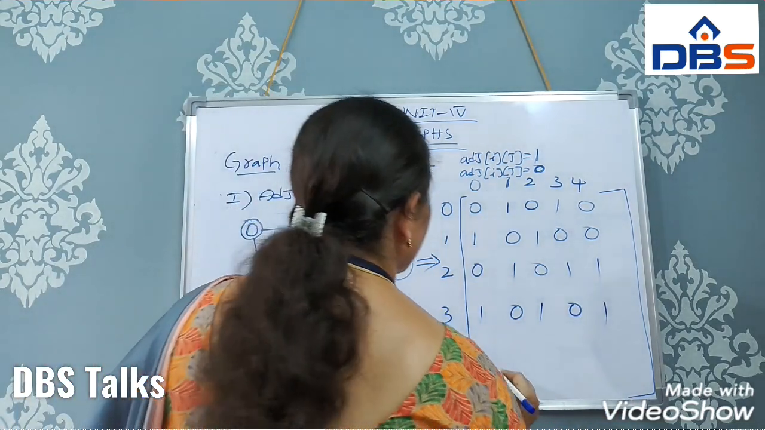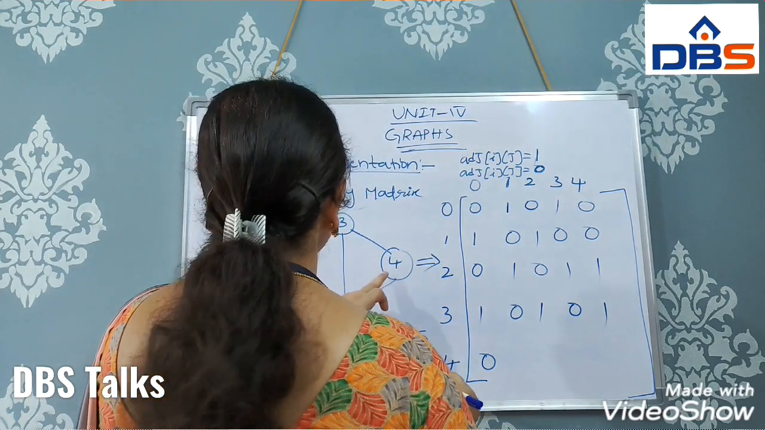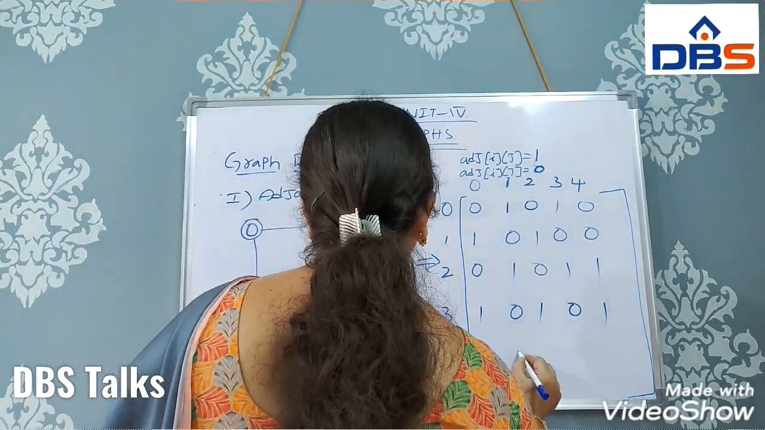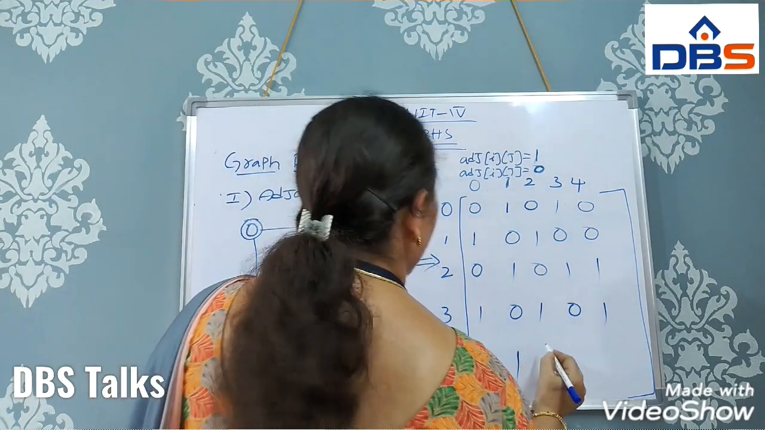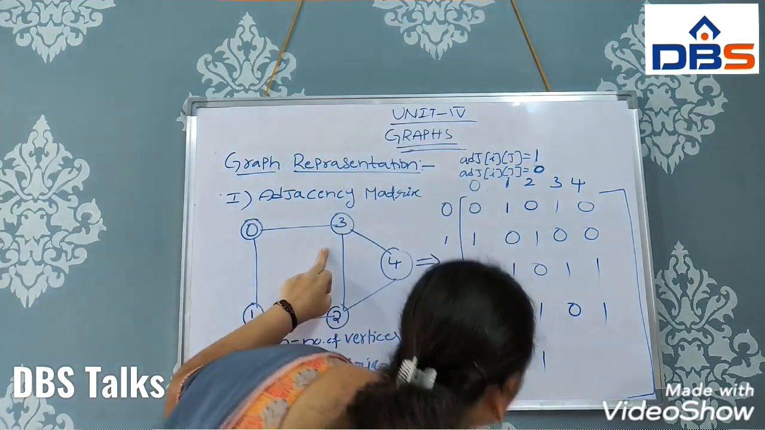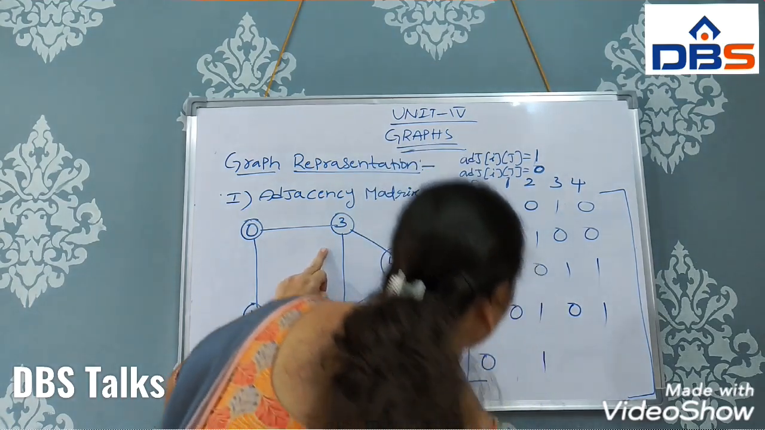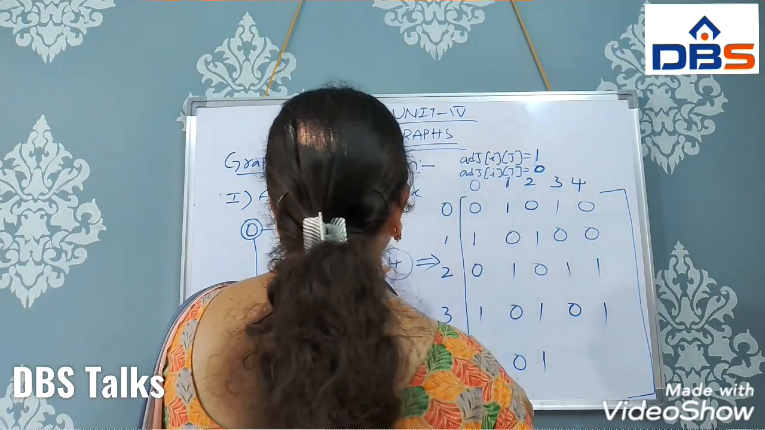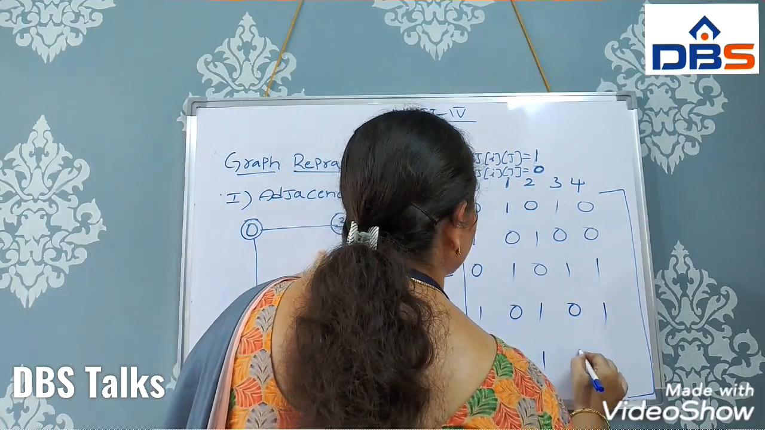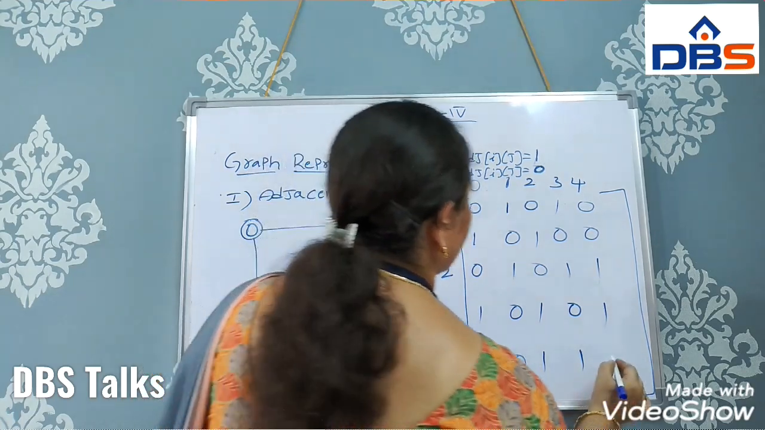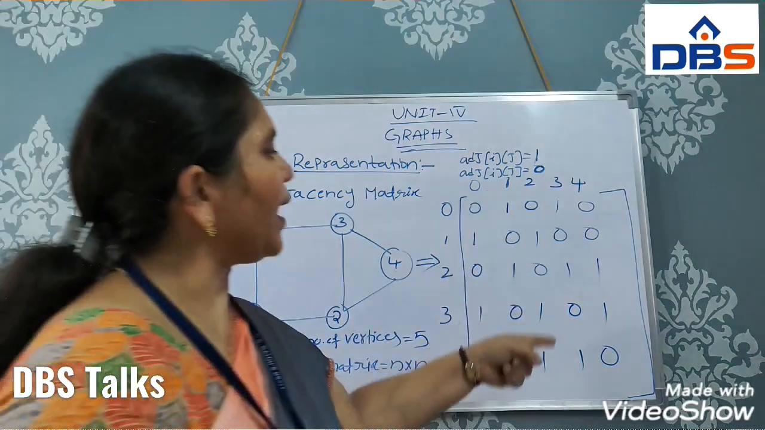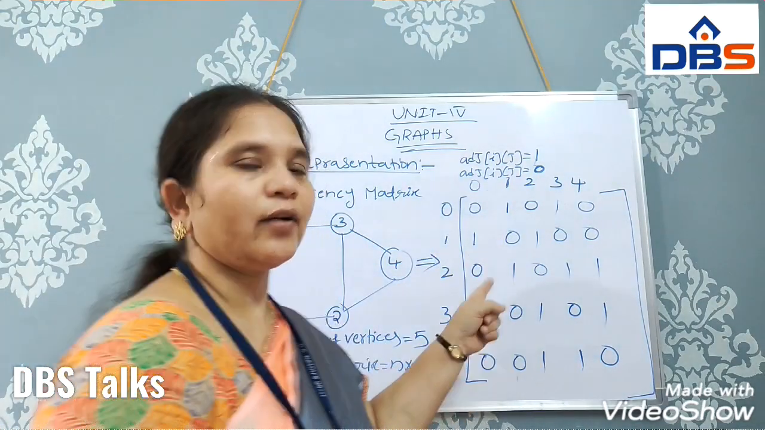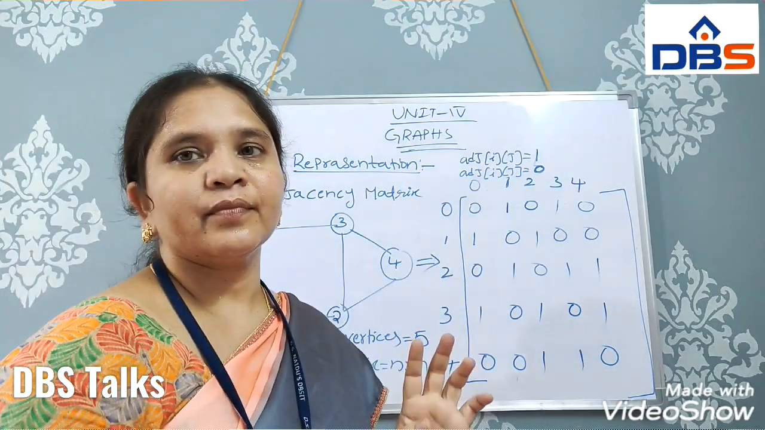4 to 0, there is no direct connection. 4 to 1, there is no direct connection. 4 to 2, as there is a connection. 4 to 3, as there is a connection. 4 to 4, there is no self loop. So this is the matrix representation according to this graph.